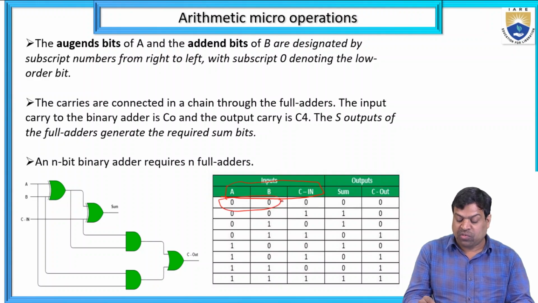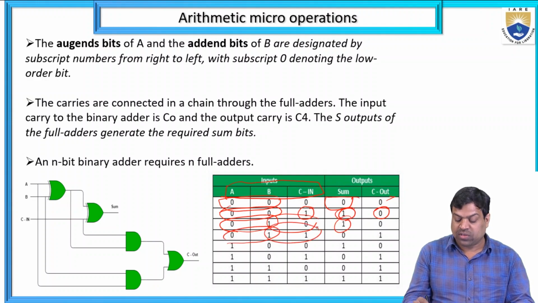Suppose 0 plus 0. What is the answer? 0. Is there any carry? No. 0 plus 0. Is there any carry? Actually, no. But here a carry is there. Suppose a carry is there. 0 plus 0? 0. 0 plus 1? 1. Is there any carry? No. 0 plus 1? 1. 1 plus 0? 1. 0 plus 1? 1.